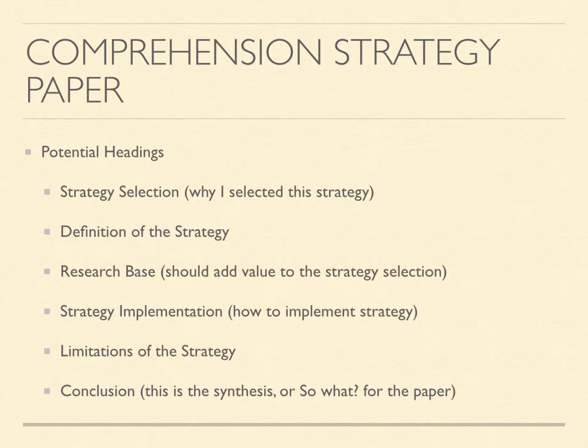Some potential headings of the paper are listed on this slide. They're also in the syllabus, although they're written in more of a paragraph form than a bullet point of potential headings. You can certainly personalize, if you will, by using the name of the strategy as opposed to just strategy selection or definition of strategy. You might say selection of think alouds or definition of think alouds if that were the strategy that you chose. So you might consider these as your headings, or you may think about it a different way. They don't have to be exactly named like this, but each of these components should be included in your paper.